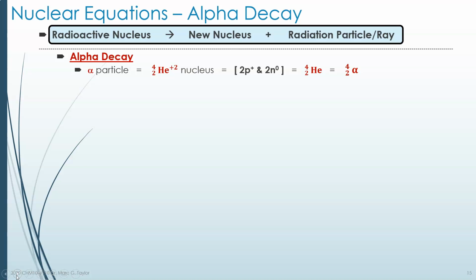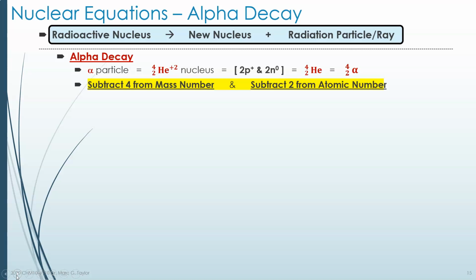Remember, anytime you see an alpha particle, think helium-4 nucleus. In other words, a total of 4 protons and neutrons. That means 2 protons plus 2 neutrons. So the mass number is 4, the atomic number is 2. And as long as you remember that, these equations will be very straightforward. Anytime you release an alpha particle from a starting radioactive nucleus, you're going to subtract 4 from the top number, the mass number, and you're going to subtract 2 from the bottom number, the atomic number.